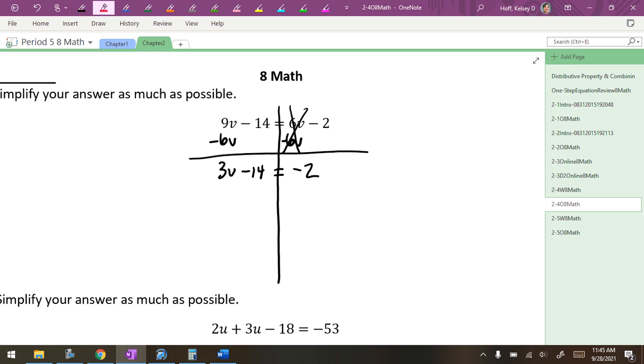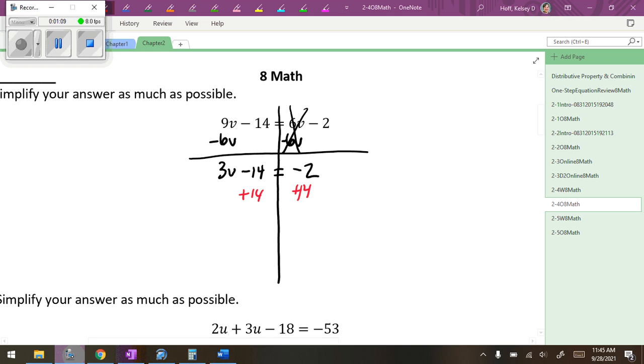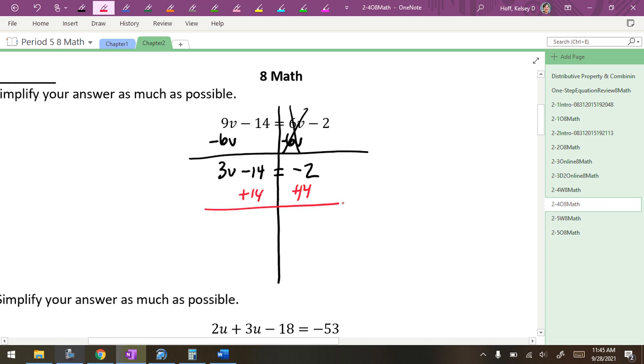Raise your hand. Who's got the next step? Jacob. Add 14 to both sides. So if I add 14 to both sides, I end up with 3V equals 12. Who's got my last step? Finn. Divide both sides by 3. 1V equals 4.